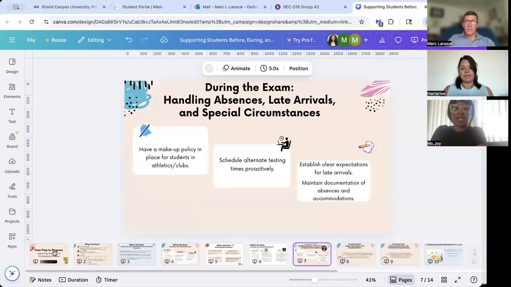During the exam, handling absences, late arrivals, and special circumstances, make sure to have a makeup policy in place for students in athletic clubs. Schedule alternate testing times proactively for students to know ahead of time and establish clear expectations for late arrivals. Maintain documentation and logs and make sure we log absences and accommodations.